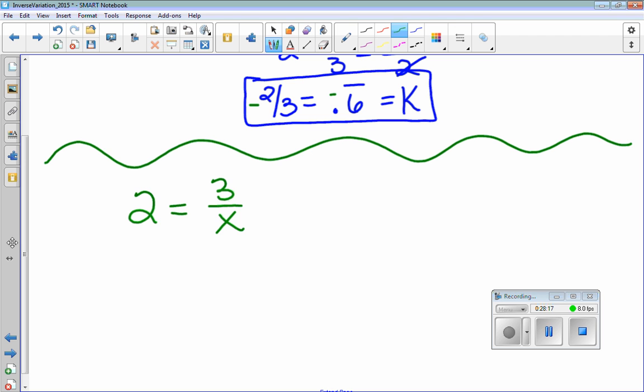You do it the same way you would do it. How do I solve that for x? Multiply by 3. I don't multiply by 3. I don't divide by 3 either. I multiply by x. So then I have 2x equals 3. Now I divide by 2.